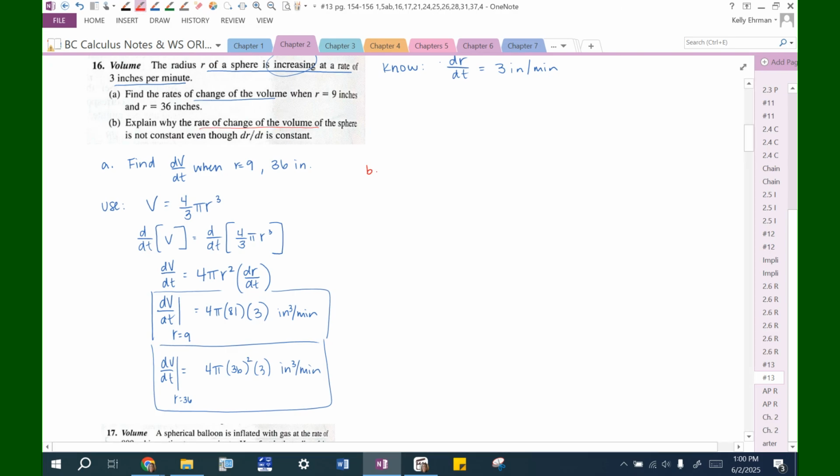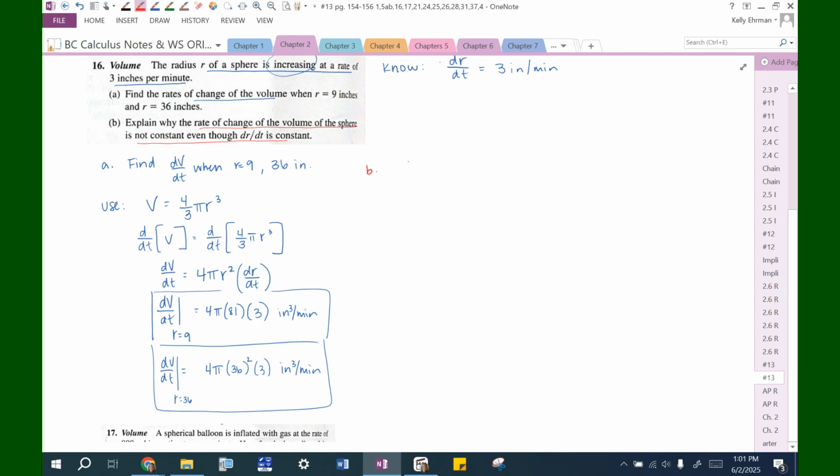Okay, for part B, explain why the rate of change of the volume of the sphere is not constant, even though dr/dt is constant. So dr/dt is constant, the radius of the balloon is increasing at the same rate, no matter what the volume is, no matter what the radius is. But what is that doing to a balloon? So just picture in your mind a balloon blowing up from empty to filled. When you first start, it expands pretty fast, right? And then as it's getting bigger and bigger, the size of the balloon looks like it's increasing a lot more slowly. So just logically, this makes sense to me.